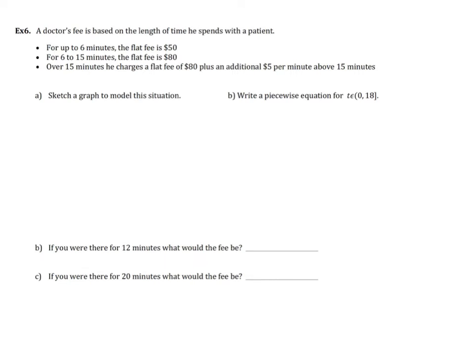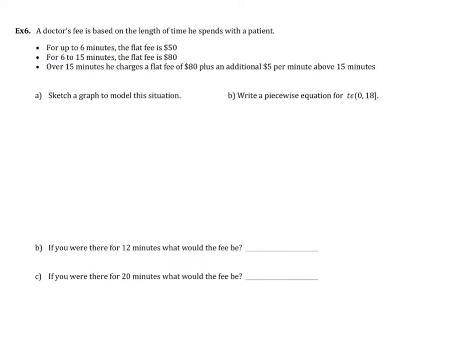All right, let's look at this scenario right here. This is kind of a real world scenario that you or your parents have encountered before, and you will encounter at some point when you're paying the bills. It says, a doctor's fee is based on the length of time he spends with the patient. For up to 6 minutes, the flat fee is $50. That means if you see the doctor from 0 to 6 minutes, you're just going to pay $50. It says up to 6 minutes, so it's just to 5 minutes and 59 seconds.